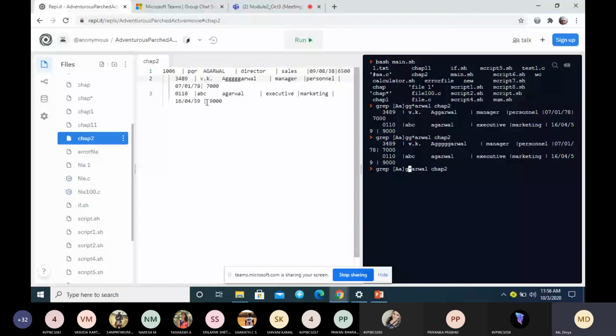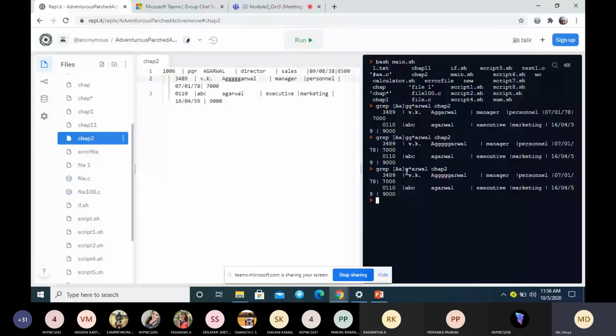How many lines will it match? 2 lines. Again it will match 2 lines. Okay. So G star tells that G can repeat any number of times. Here it is repeating only once. Here it is repeating 5 times. So that is about the asterisk symbol, star.